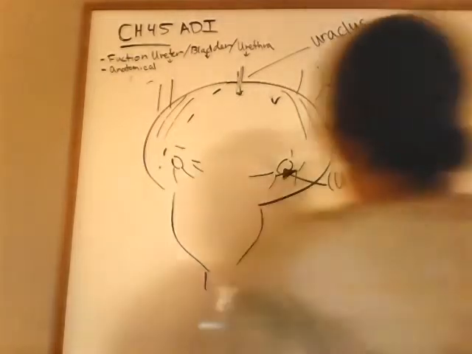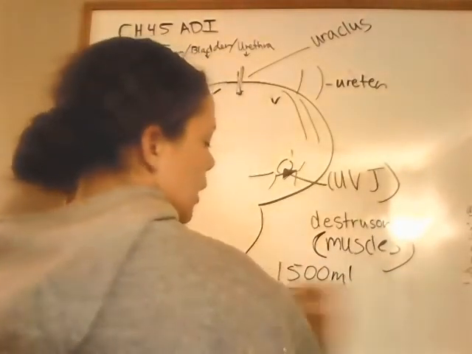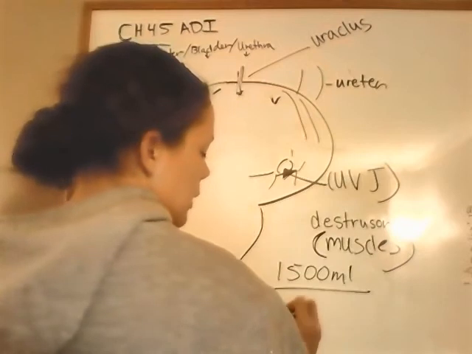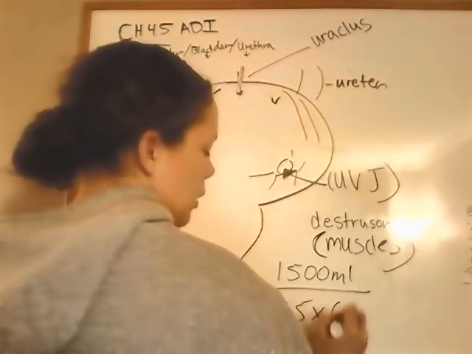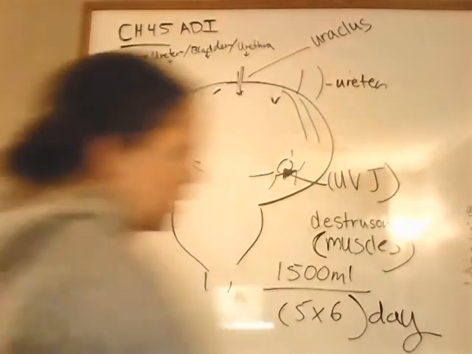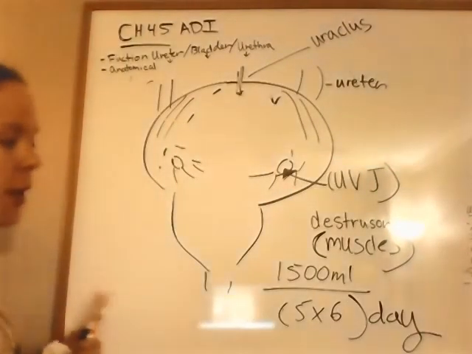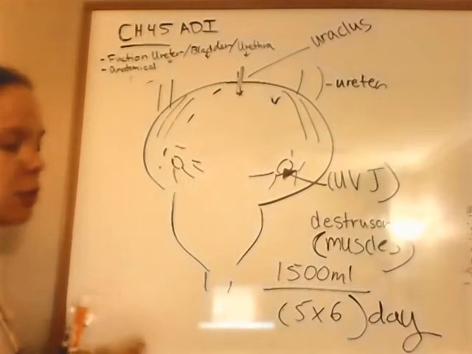You can get about 1,500 milliliters per day of urine, and in general, they say that you are going to go to the bathroom 5 to 6 times per day. Now, of course, you don't produce as much urine at night, and that's because of hormones, specifically your antidiuretic hormone, which prevents too much urine formation at night.